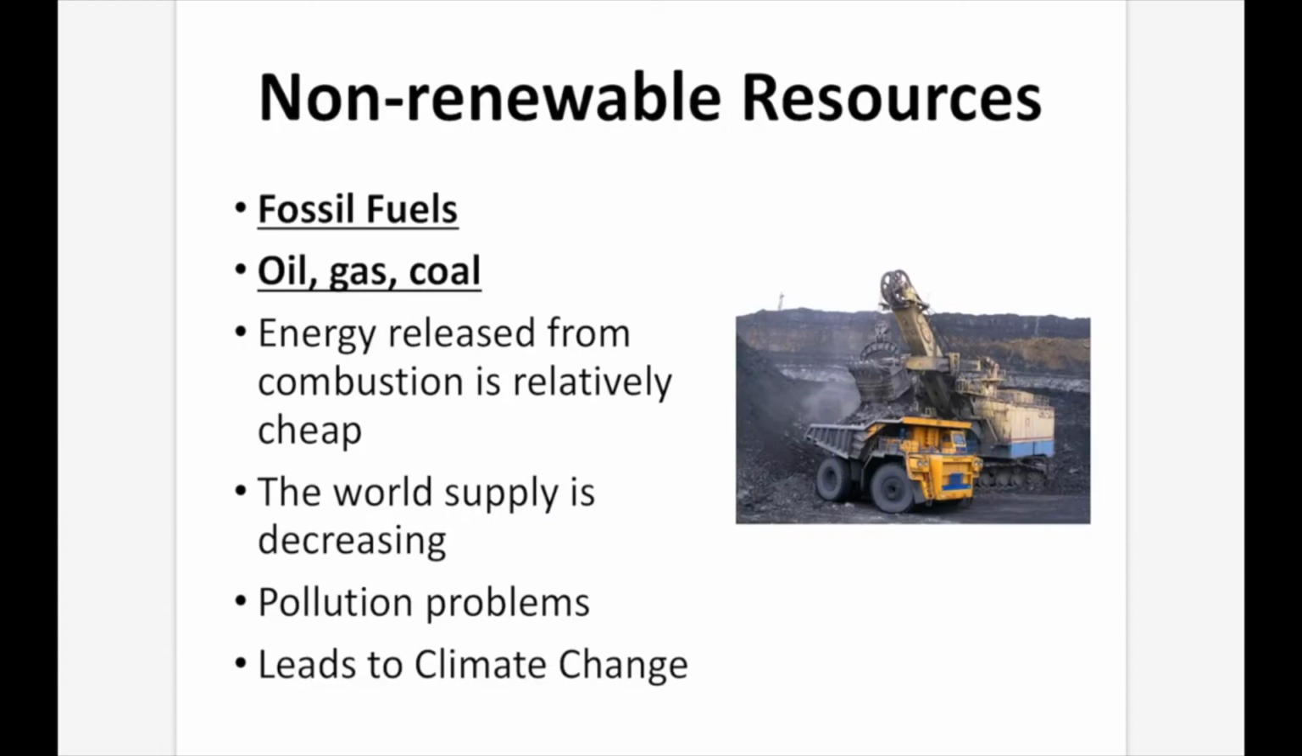Fossil fuels are a non-renewable resource. Examples include oil, gas, and coal. Energy released from the combustion of these materials is relatively cheap, but the world supply is decreasing. It took us billions of years to build it up, and we've used a good portion of it in the last 100 years. And the usage of these materials has led to pollution problems and climate change.